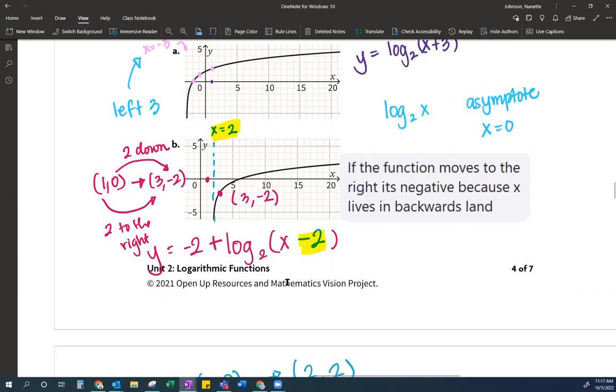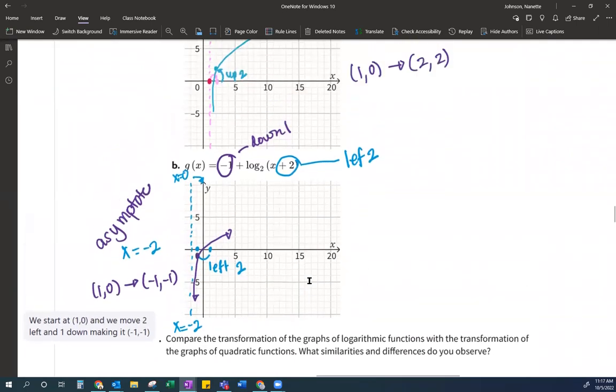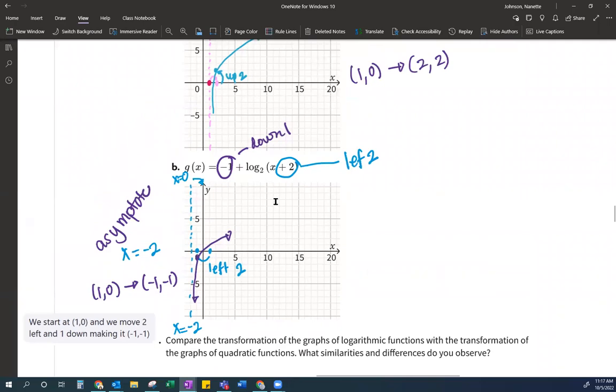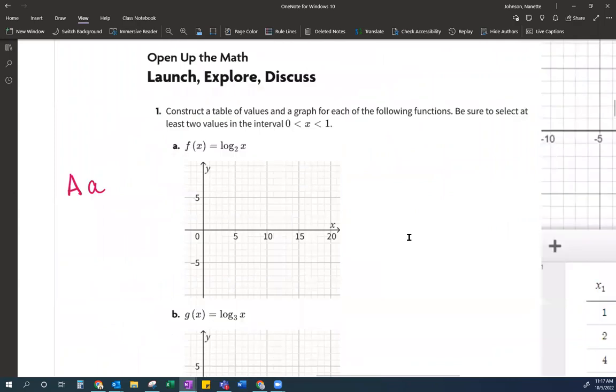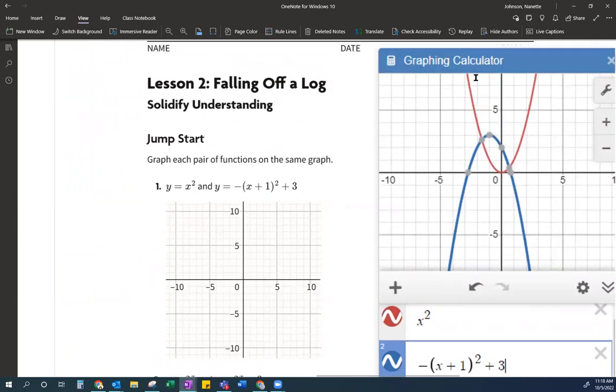Anybody? So no, a quadratic does not have an asymptote. No, not really. Okay. I don't think you guys understand. Let's go back to the jumpstart problem really quick. The jumpstart problem, x squared looks like a curve, like this red curve right here, right? And then this second one is the blue curve, right? What shifts did it make from here to here?